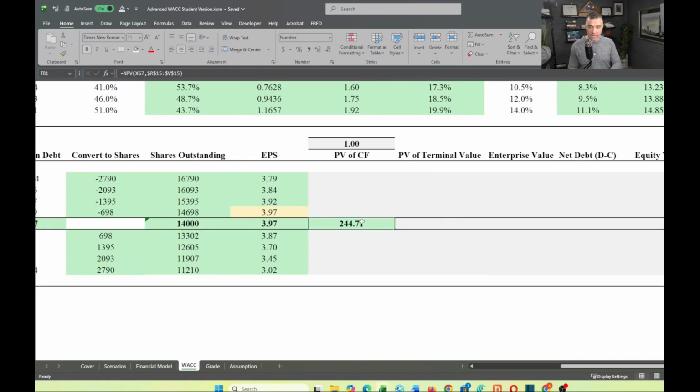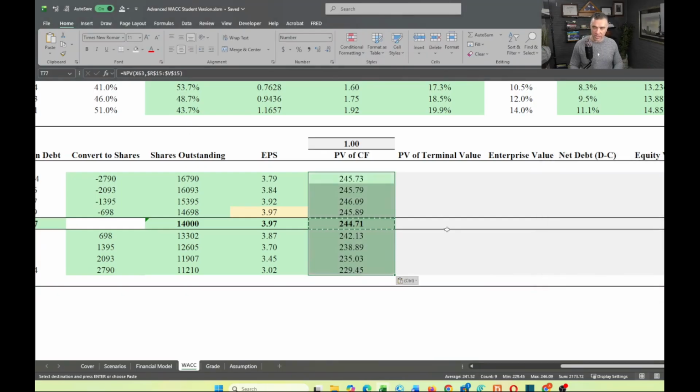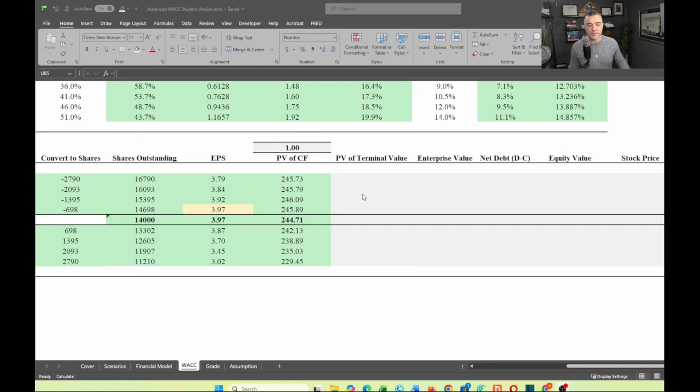Now all I have to do is I got my dollar sign. We got the WACC, which will move the dollar signs on the cash flows. That's perfect. I'm going to highlight it. It's going to show the present value of all those. Perfect.